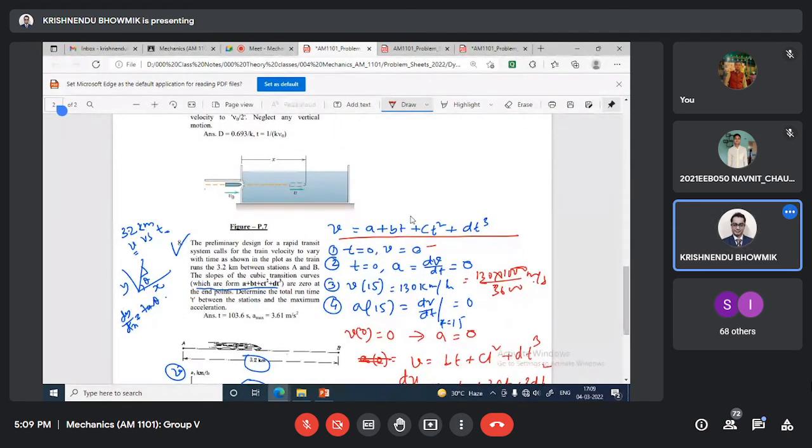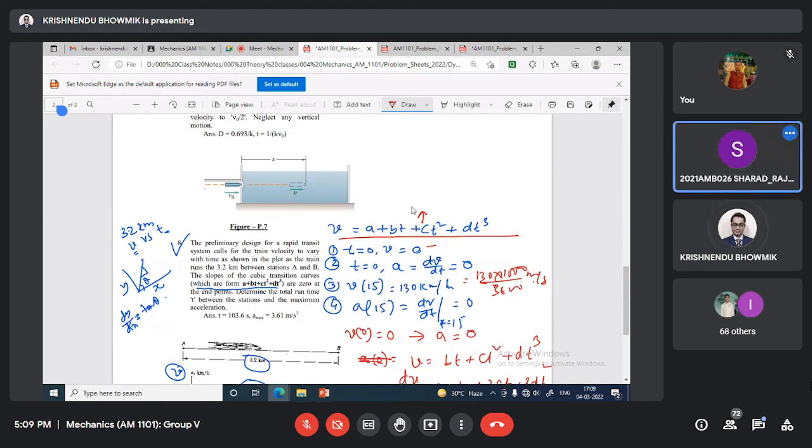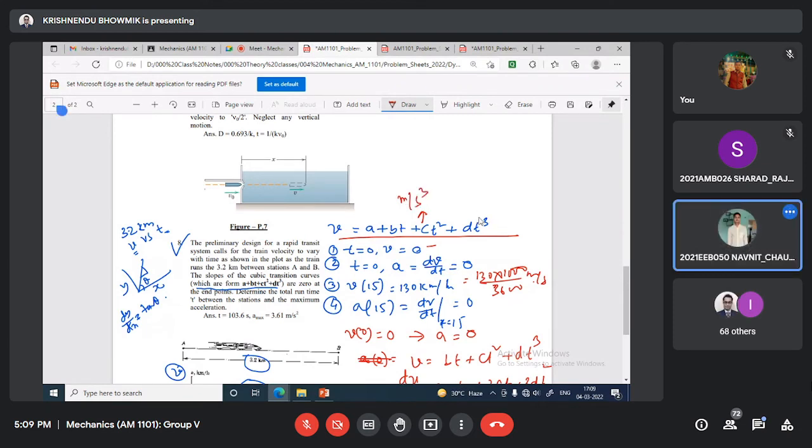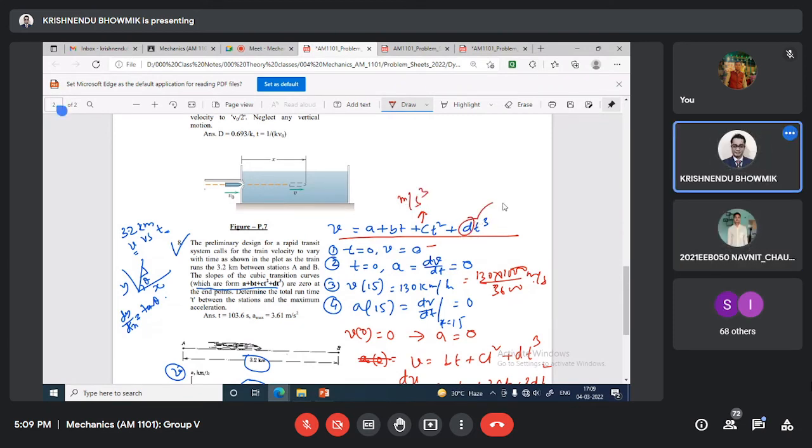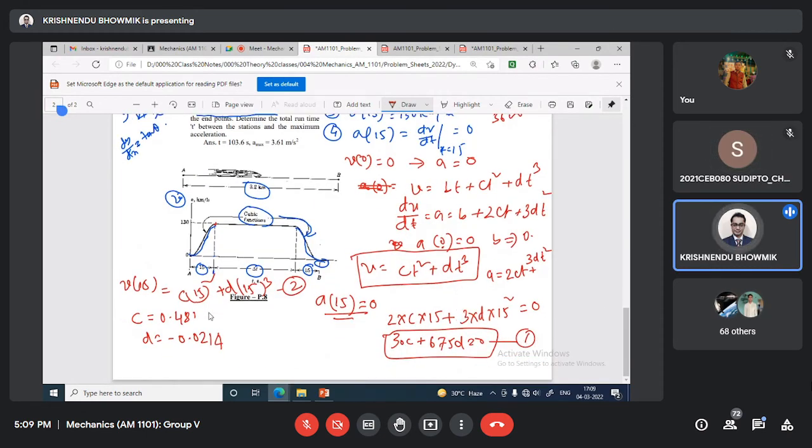Can you tell me the unit of C and D? What will be the unit of C? Meter per second cube. Yes. And this D, meter per second to the power 4. Very good. So we'll write this. If you are not writing the units, 3 marks will be deducted. 1 mark for each unit minimum.